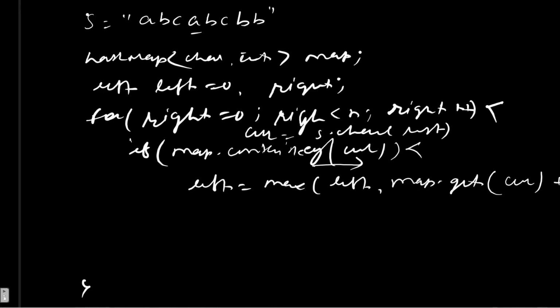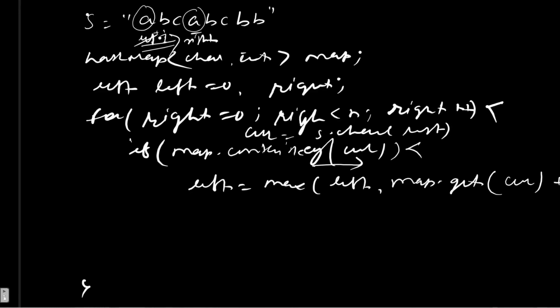We have to update the left with this index, that is 1. How can we get this? We find the index of this character, that is a, which is equal to 0, and we add 1 to it. So this is going to be equal to 1. That is what we are doing here. So left has been updated.